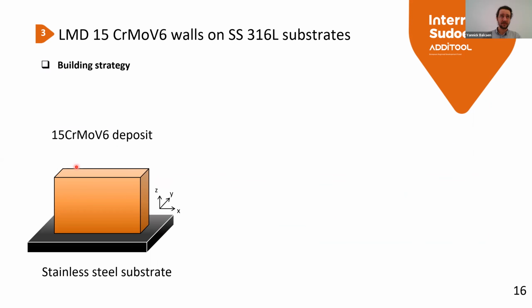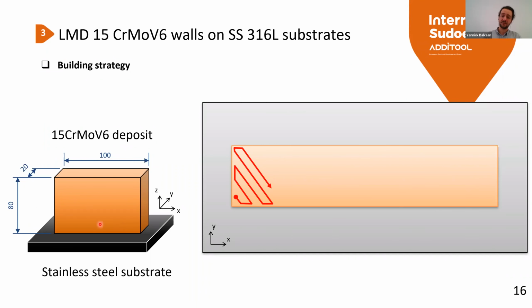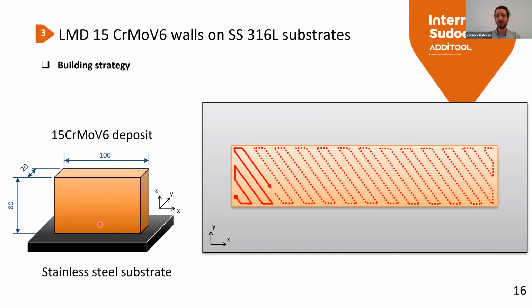So we built a deposit on the substrate. This deposit is several millimeters thick and 80 millimeters high, so we can perform mechanical and microstructural investigation. The building process was the following: the first layers used a scanning strategy, and the subsequent layers used the same strategy but cross-angled.